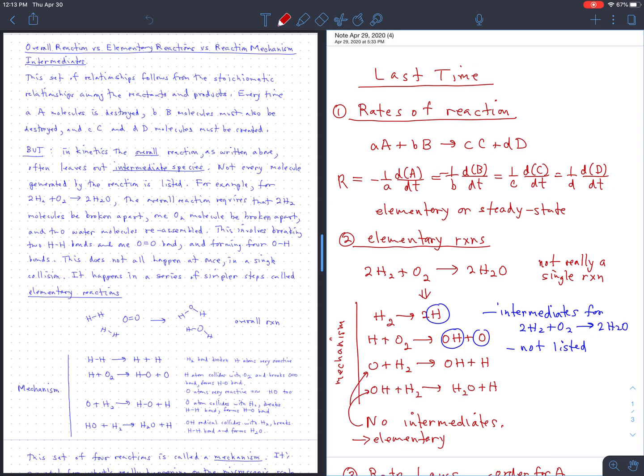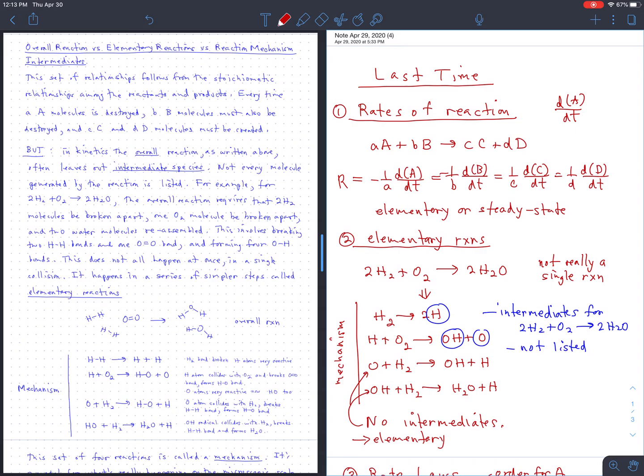First of all, we talked about the fact that a rate of reaction is a time derivative of some kind of concentration. And I commented that the concentration can be any of the reactants or products or any of the intermediates even. And it can also be things that are related to that.